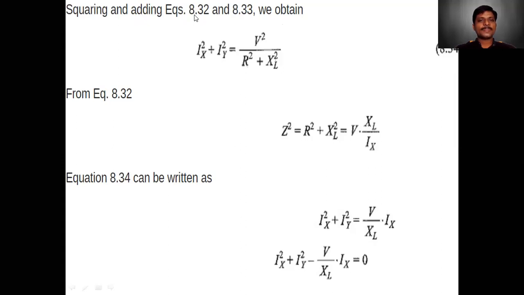After squaring and adding these two equations, we will get this simplified equation. This is the simplified equation from squaring and adding Ix and Iy. We know already, from this equation, that Z square is equal to R square plus XL square.